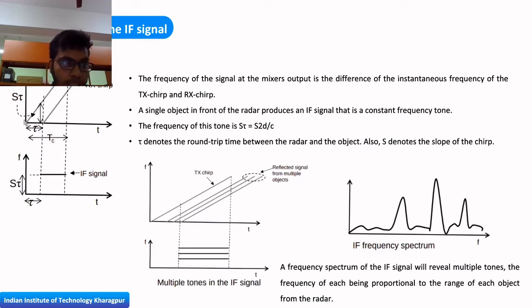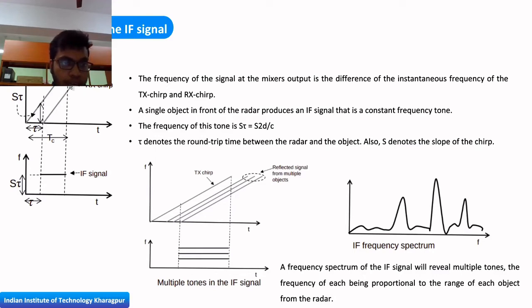Here you can see if I plot the frequency over time for the transmission chirp, this is the slope representing the transmission chirp, and after a time gap of tau, which represents the round trip time, once there is some object and the transmitted chirp gets reflected back from that object, I will start receiving the RX chirp.